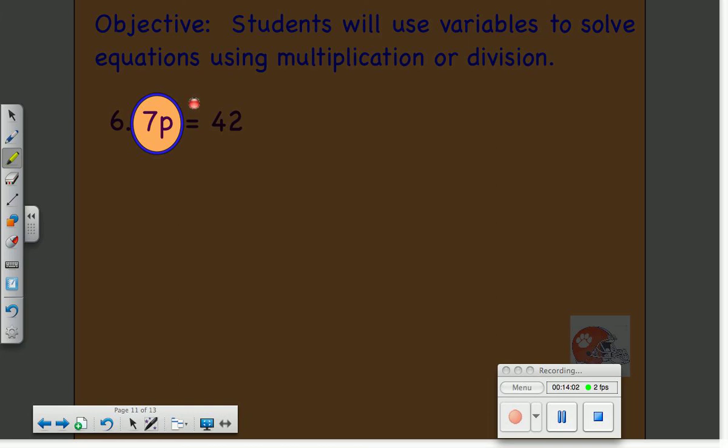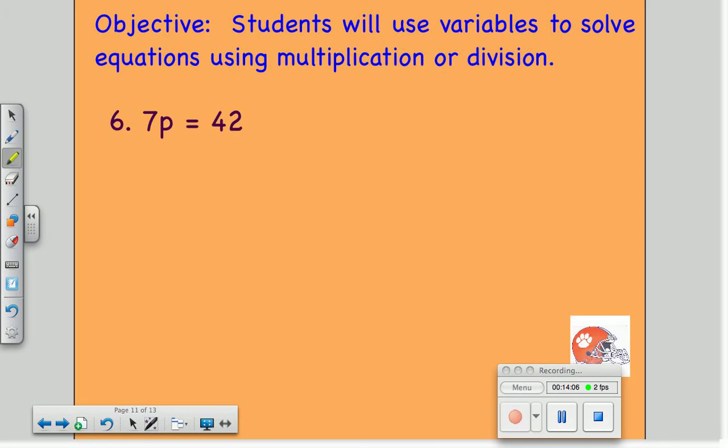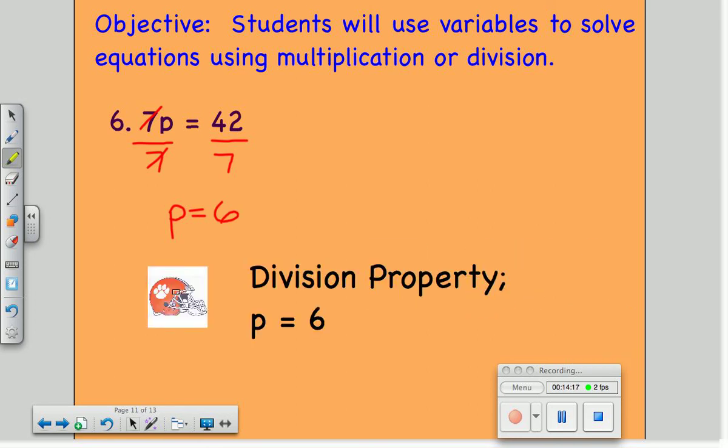P is being multiplied by 7. The inverse of multiplication is division, so I need to divide by 7. Then I need to divide by 7 here as well. P is by itself. 42 divided by 7 is 6. I use the division property, and P is 6.